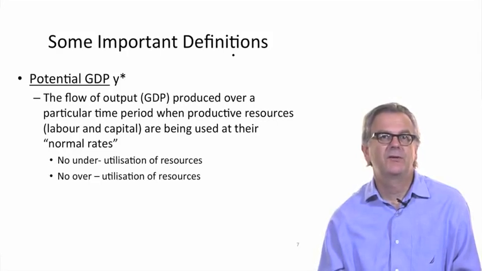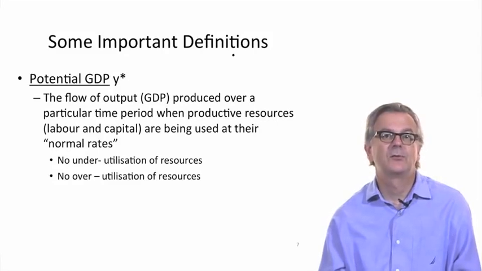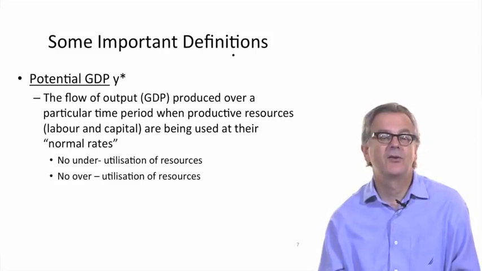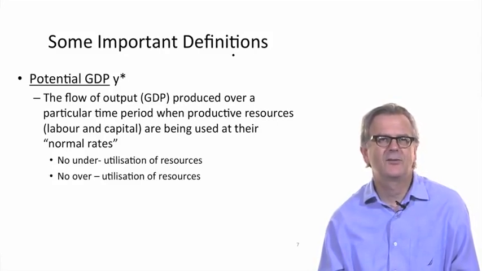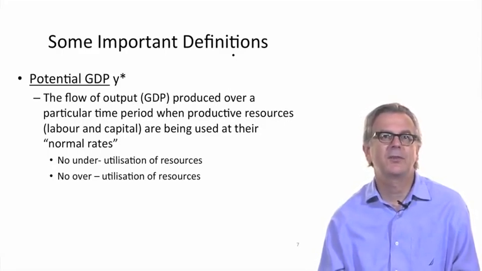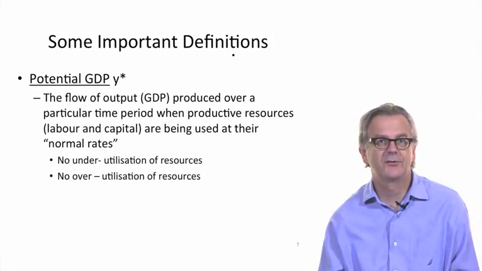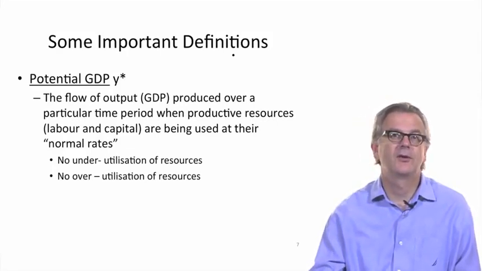So the point about potential GDP is that it's what we would observe in terms of the flow of GDP under circumstances in which resources were being neither underutilised nor overutilised. And again, I think the easiest way to think about it is that it's the economy's long-run GDP, the GDP we would expect to emerge from the fundamental structural forces that we talked about in our material on growth economics.